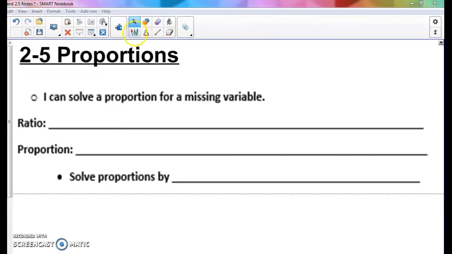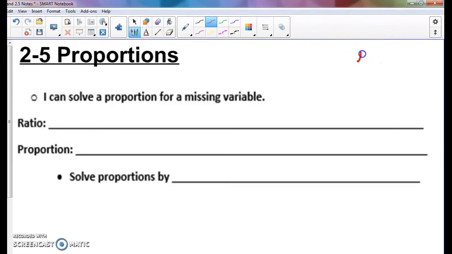To 2-5 proportions video lesson. Go ahead and put your name and today's date in that top right hand corner. Name, there we go, date. And now our learning target for today is that I can solve proportions for a missing variable.